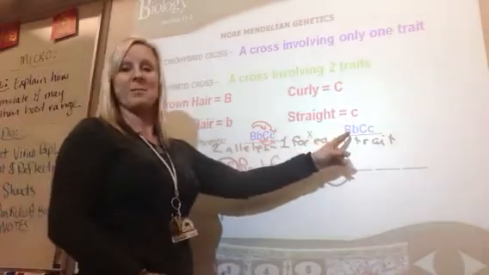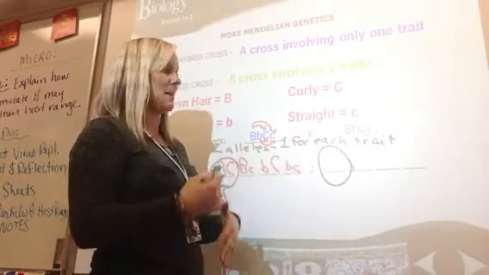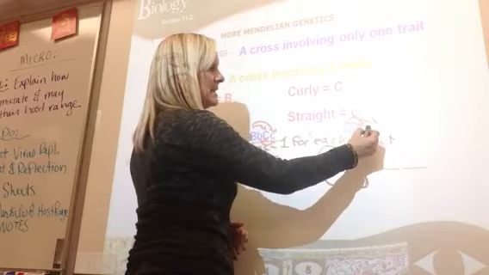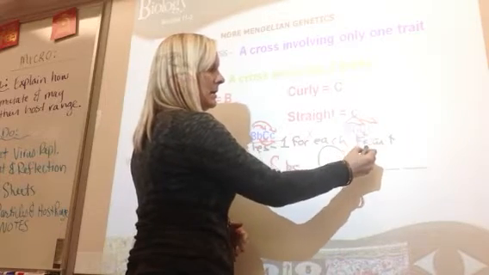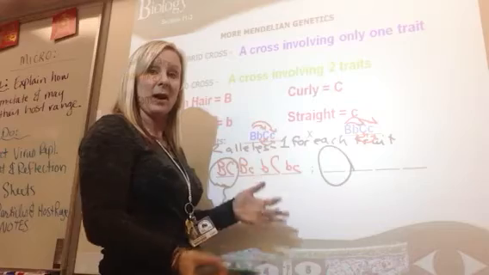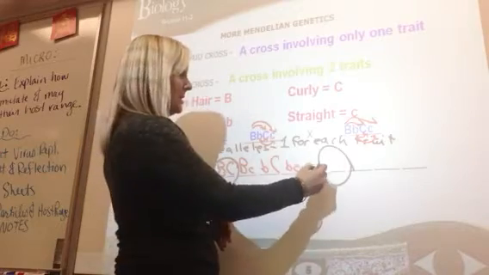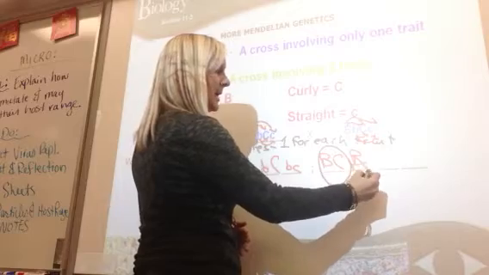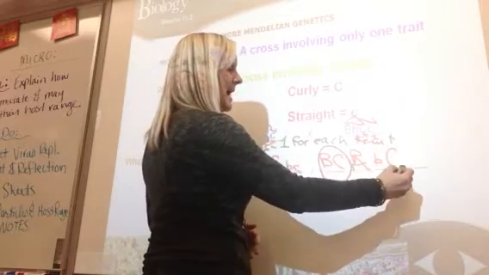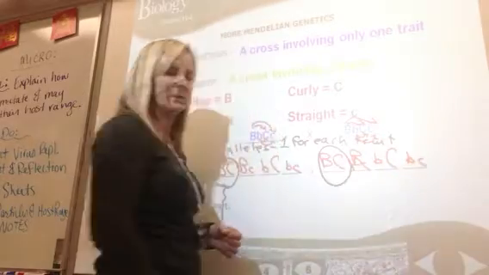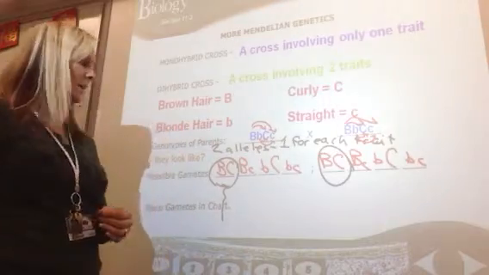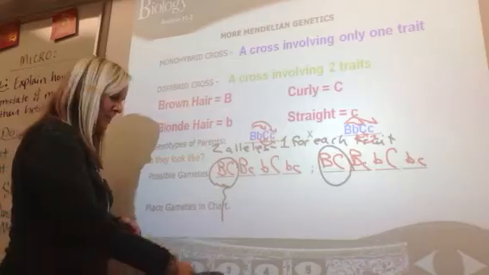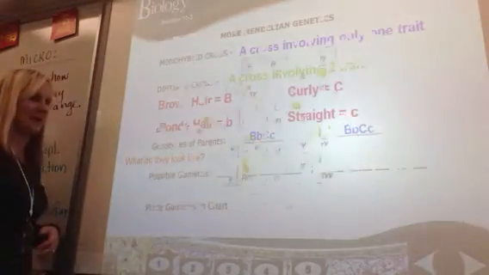Now, because mom's genotype is exactly the same, that makes it a lot easier for me. So again, I use my foiling technique to figure out what are my different allele combinations. So I've got capital B, capital C, capital B, lowercase c, lowercase b, capital C, and lowercase b, lowercase c. So now I have to place the gametes into the chart. So it's time for us to look at the next page.